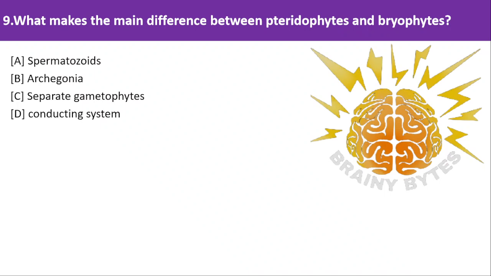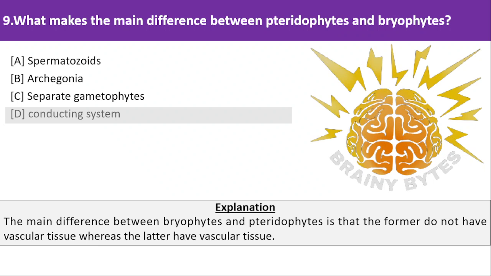Question 9. What makes the main difference between pteridophytes and bryophytes? Options are A. Spermatozoids, B. Archegonium, C. Separate gametophytes, D. Conducting system. Correct option is D. Conducting system. The main difference between bryophytes and pteridophytes is that the former do not have vascular tissues, whereas the latter have vascular tissues.